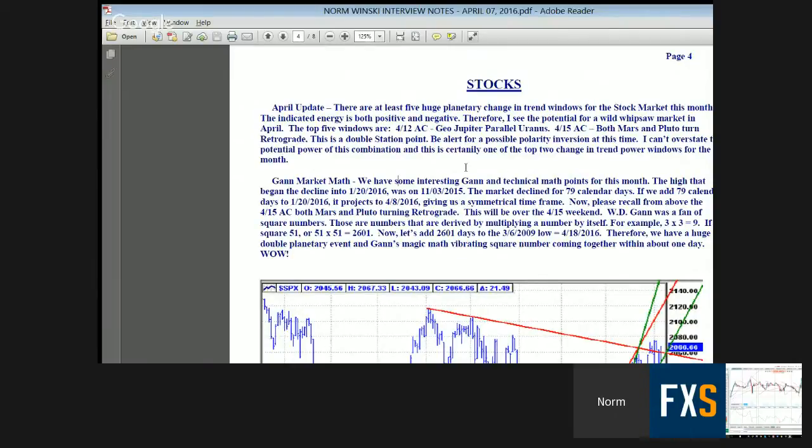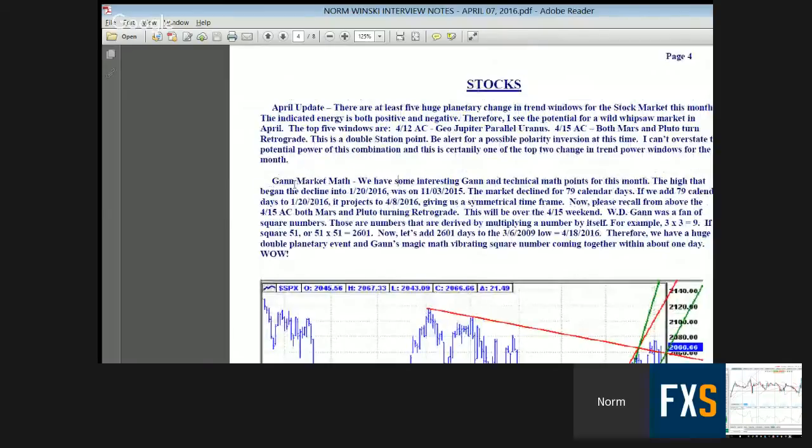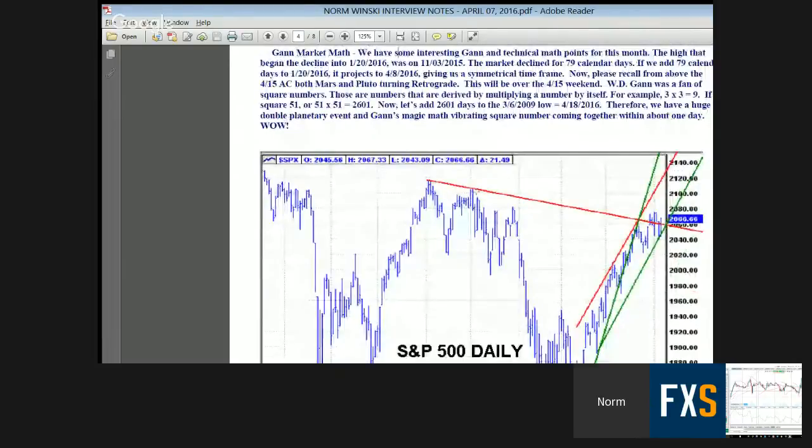So 1930. Gann was big on square numbers, and so I noticed when I was doing my work that we were coming up to 2,601 days from the March 6, 2009 low, when the S&P bottomed at 666, and 51 squared is 2,601 days. That brings you to the 18th of April, which is Monday following the big weekend I've been talking about. So there's another confirmation that that's going to be a huge weekend. A lot of stuff mid-month.